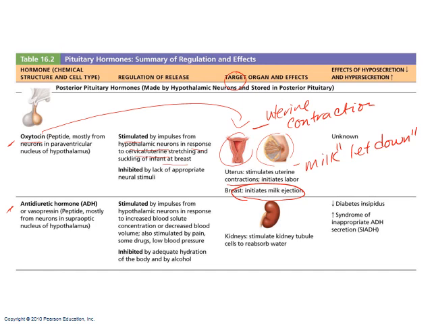For antidiuretic hormone, where does it come from? It comes from the posterior pituitary as well. It's stimulated by hypothalamic neurons in response to blood solute concentrations. Where does antidiuretic hormone go? It goes to the kidneys. And what does it tell the kidneys to do? To reabsorb water.